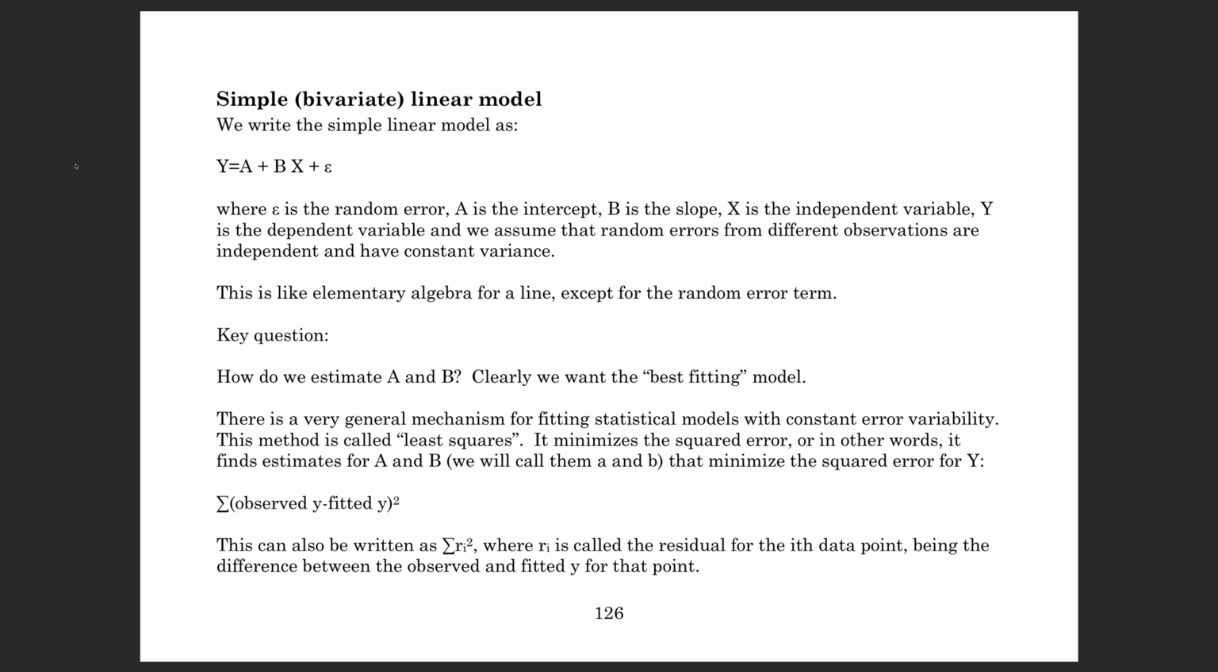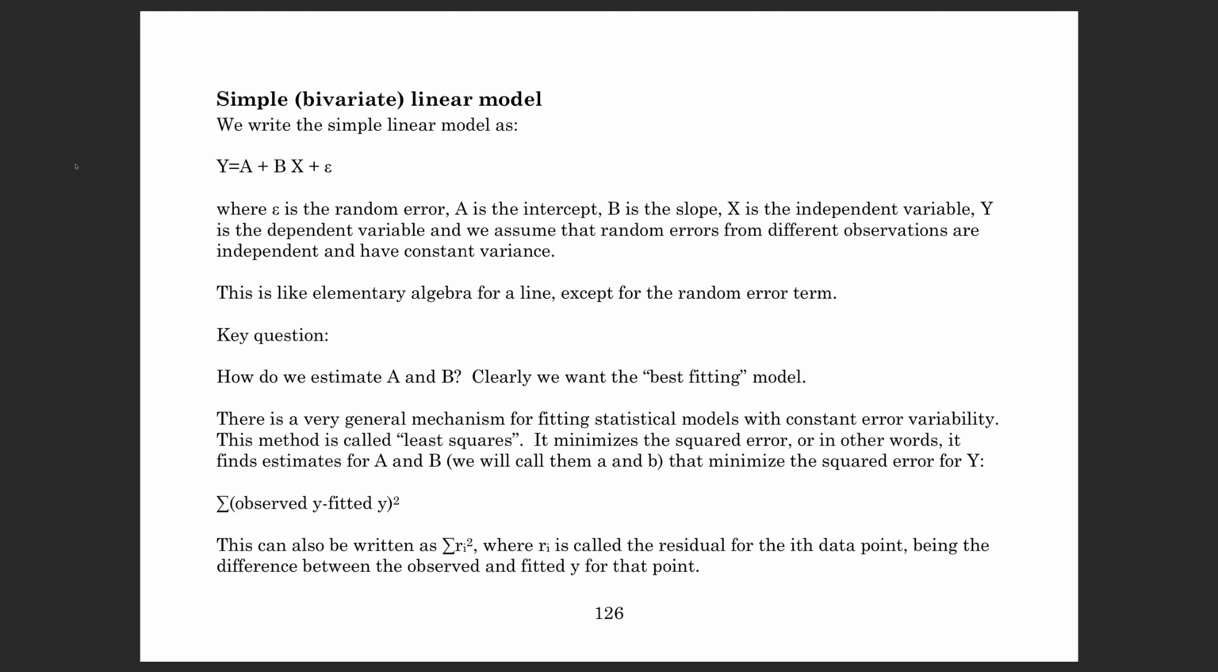If it was a simple line without epsilon, we would know how to estimate a and b. We could use linear algebra. As long as we had at least 2 points on that line, we know from linear algebra how to find a and b. But we can't do that this time because we have the random error term. So how do we estimate capital A and capital B? Clearly we want, in some sense, the best fitting model.